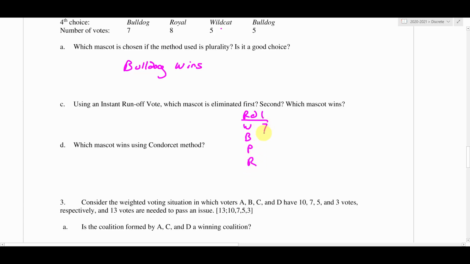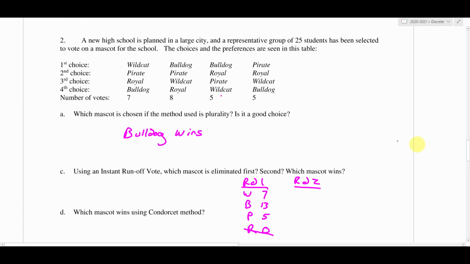And I believe it went 7, 13, 5, and 0. Right, so that means R would get eliminated first, right? They had the fewest first place votes, so R goes, and then we go to round 2. So before I go up to round 2, I'm going to eliminate Royal from all of the preference schedules, and then I'm going to retally.